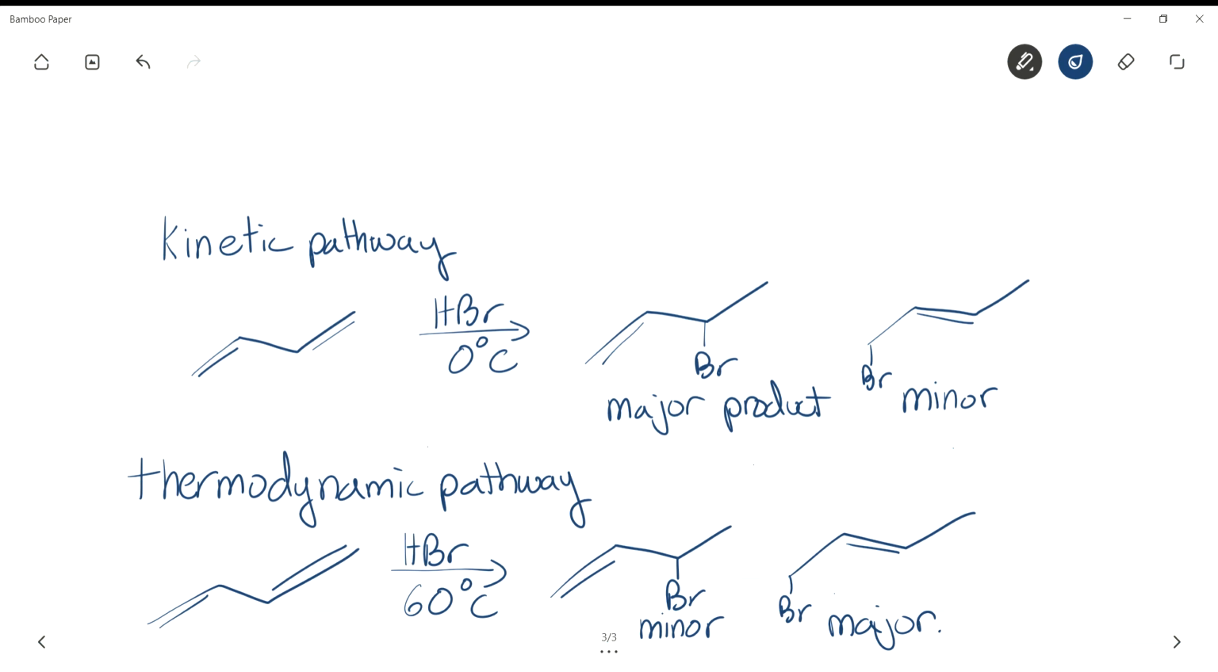And this is the reaction or the addition of HBr across a conjugated diene.